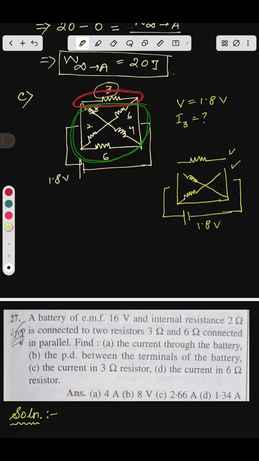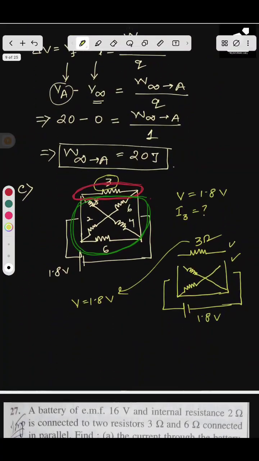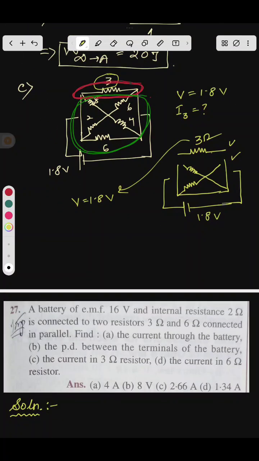Now, if this part and this part are parallel, both of them are going to have the same potential difference, because we know in parallel potential difference is always the same. So the branch having the 3 ohm resistance will have a potential of 1.8 volt only. Am I clear? This branch is parallel. Total potential is 1.8 volt. Because this branch and this branch are parallel, the potential of this branch will be 1.8, and the potential of this branch will also be 1.8 only, because in parallel, potential remains the same.